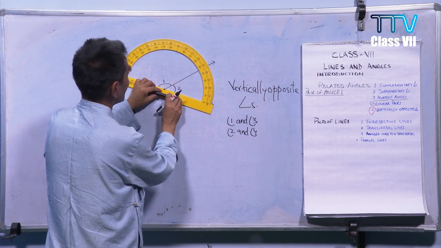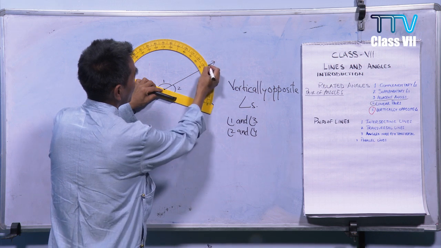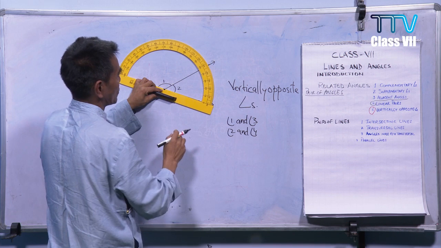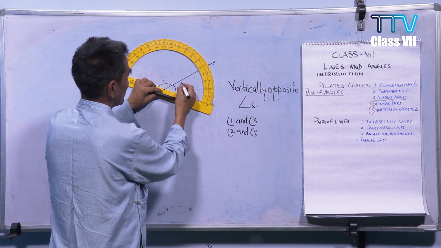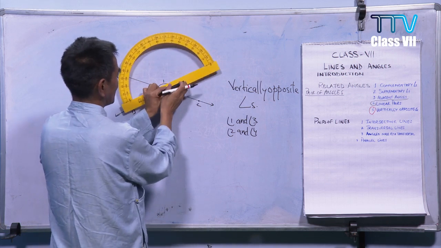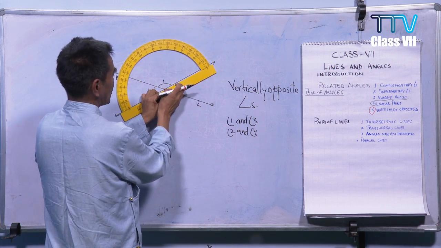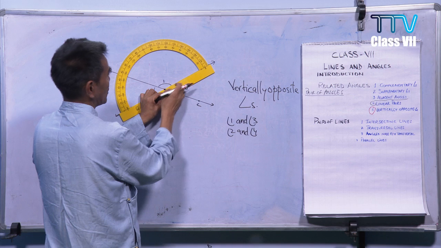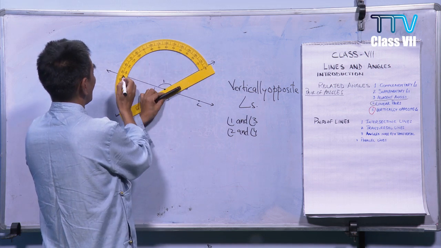Okay, approximately, somewhere around 48, 49 degrees. The angle is, let's say, 48 degrees. Those angles should be measured with a protractor. Okay.